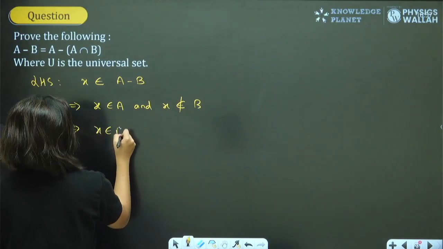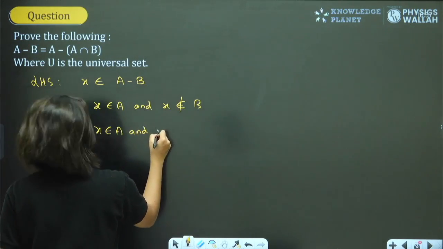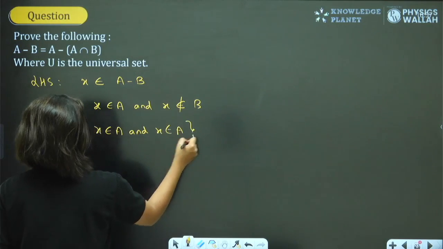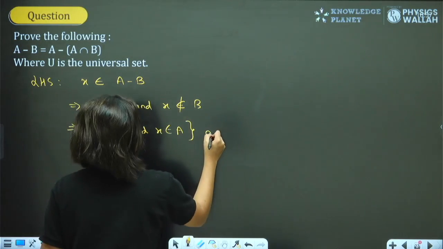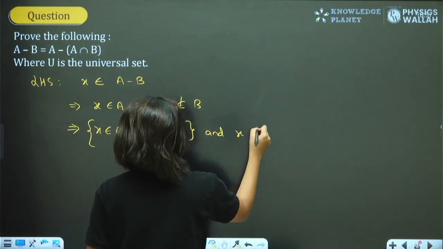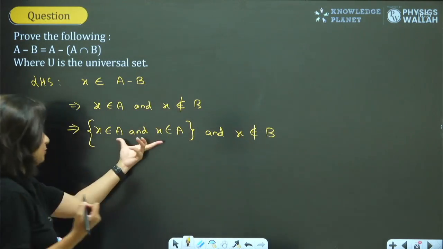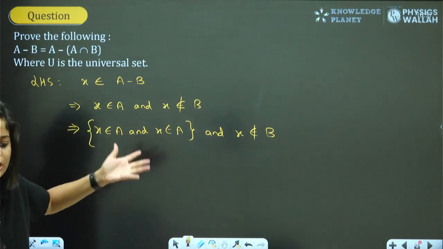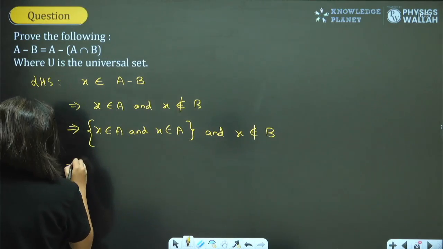X belongs to A and X belongs to A. Can I write it like this? Any problem? And X does not belong to B. I hope no one has a problem with this. X belongs to A, X belongs to A. What's wrong in it? Why am I doing it?